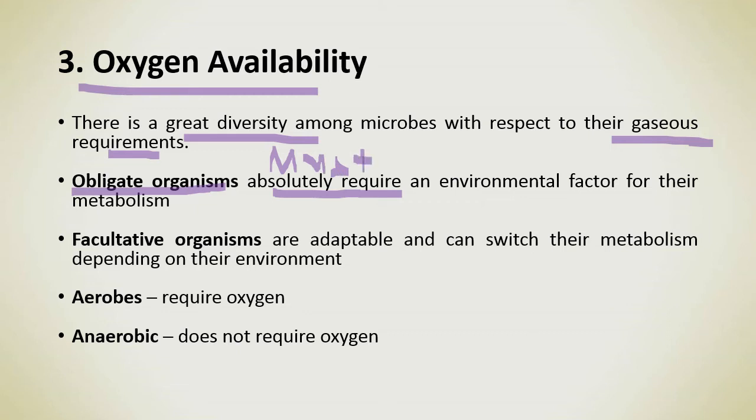The second one is facultative organisms, which are adaptable and can switch their metabolism depending on their environment. Facultative means they are more flexible. It's a yes and no, but they can still adapt. The following one is aerobes, which means microorganisms that require oxygen. Anaerobic means microorganisms that do not require oxygen.